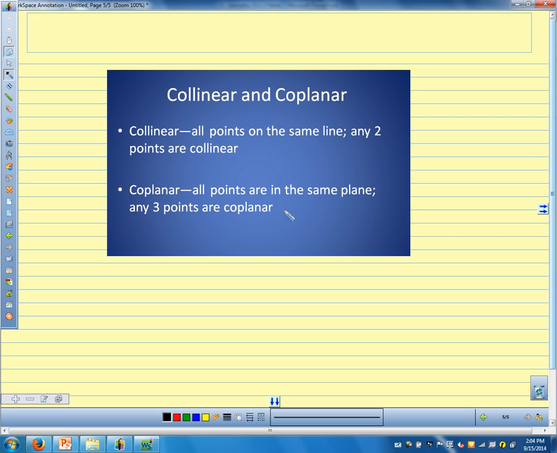Co means together, plane means plane. Collinear, co means together, linear means on a line. These second pieces, any 2 points are collinear, that would be an important characteristic. Any 3 points are coplanar, important characteristic.